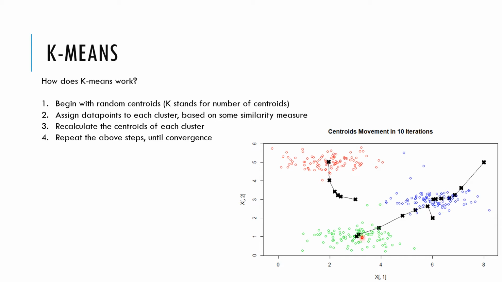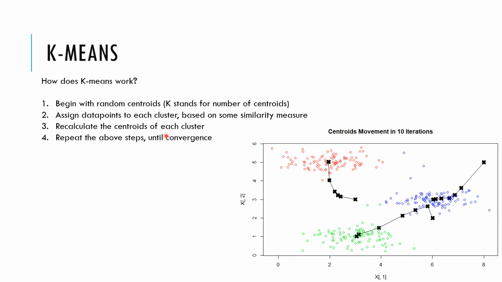These are the data points. I've used different coloring: red, blue, and green. So I randomly picked 3. My k here is 3, and I picked 3 different centroids randomly. One is here, another one is here, another one is here, and I keep iterating.